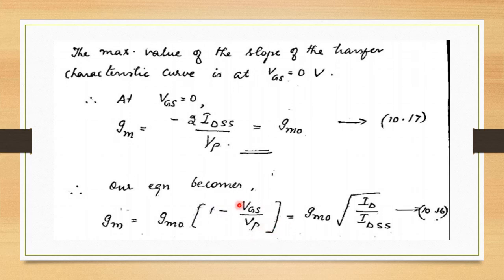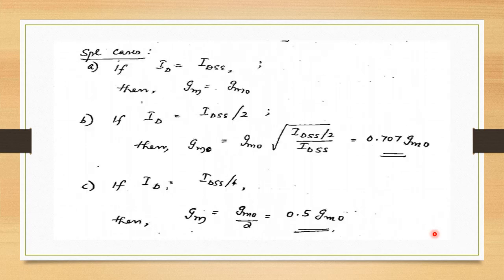Taking this (1 minus VGS by VP) from the first equation for ID, you can also represent it as gm0 into root of ID by IDSS. So these are the relations from which problems are asked. This is equation 10.16.